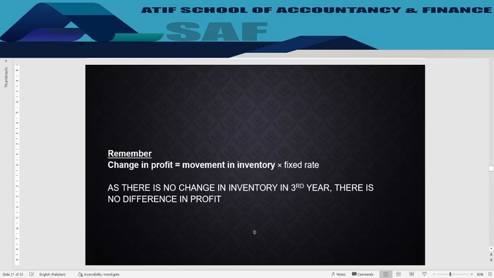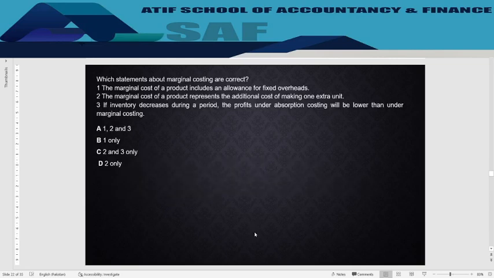Now the MCQs of the past paper of A levels. First is, which statement about marginal costing is correct? The marginal cost of a product includes an allowance for fixed overhead? No. The marginal cost of a product represents the additional cost of making one extra unit? Right. If inventory decreases during a period, the profit under absorption costing will be lower than under marginal costing. So it is about the third case, and the statement is true. Answer will be C.